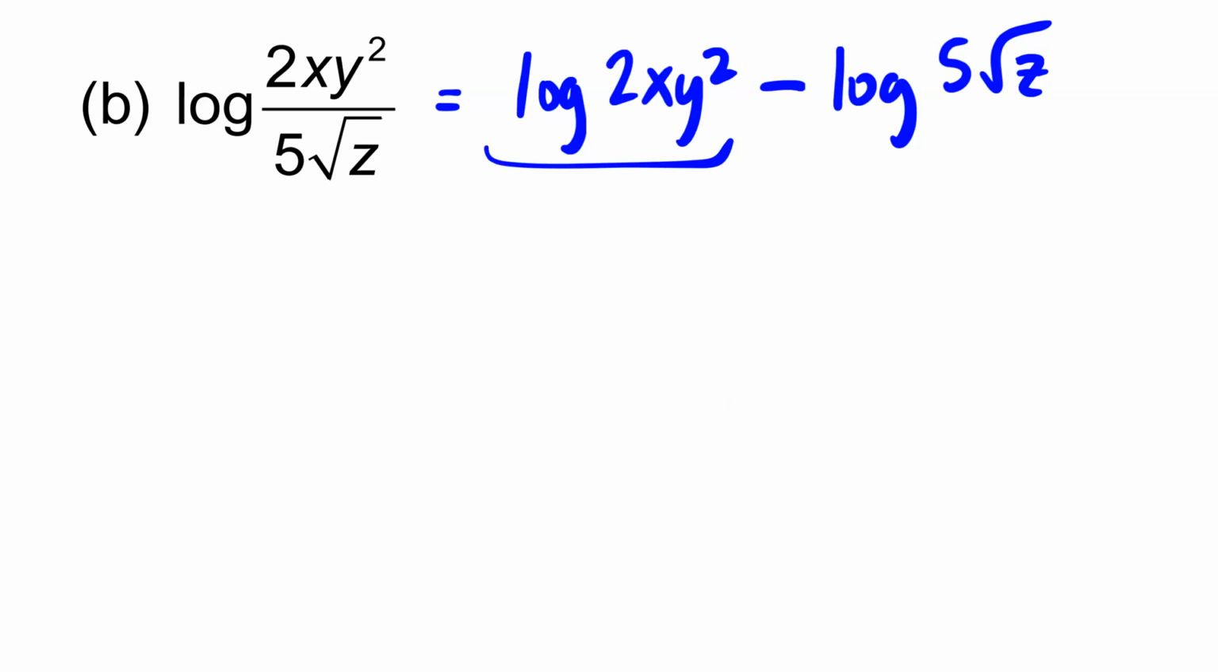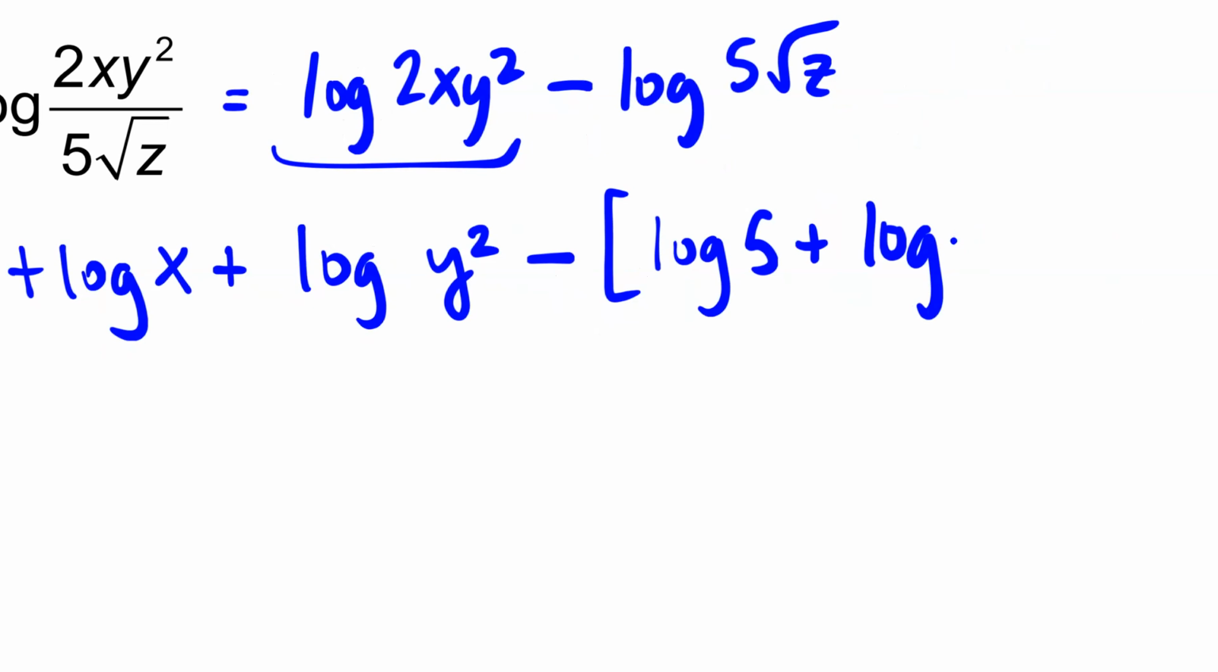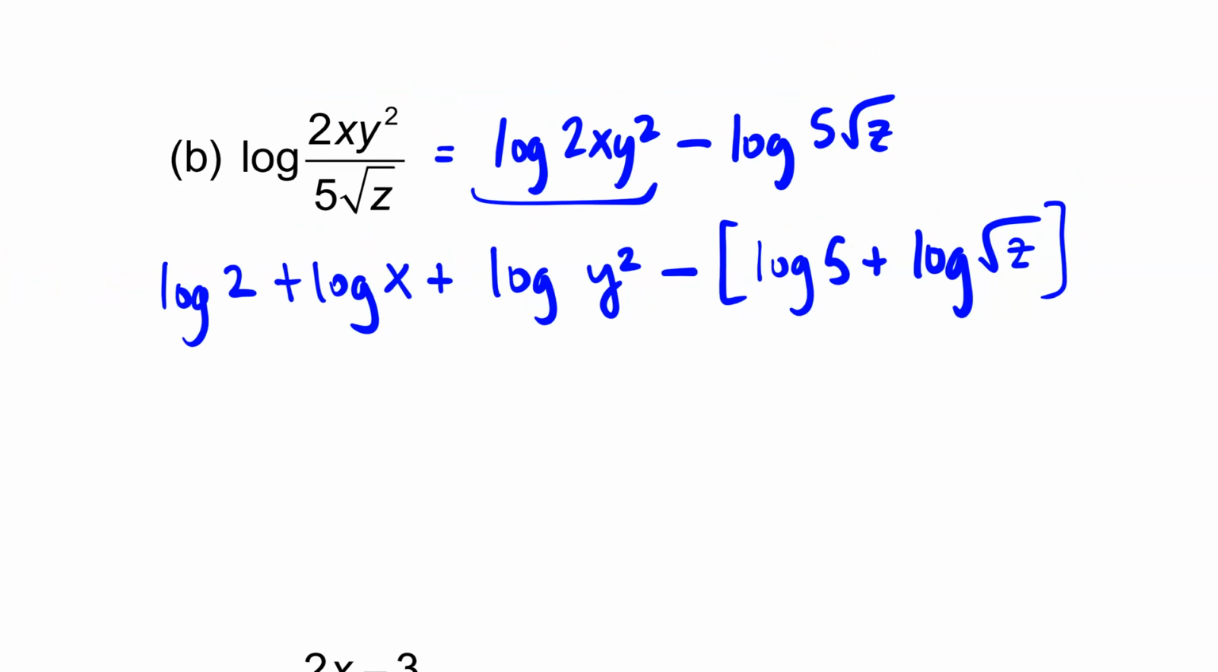Okay, so this first one, that's nice. They're all just being multiplied, so I can just write it out as log of 2 plus log of x plus log of y squared minus log of 5 plus log of z squared, square root of z. This is what I mean when I say you might forget to distribute your negative, because this should be a negative in front. Technically it was on the bottom of my quotient, so it should be subtraction.